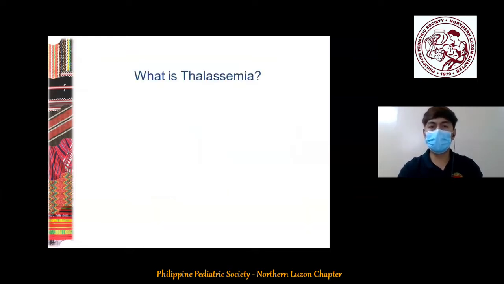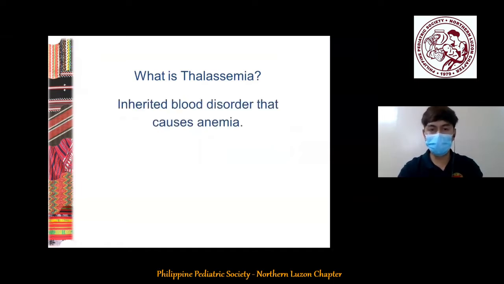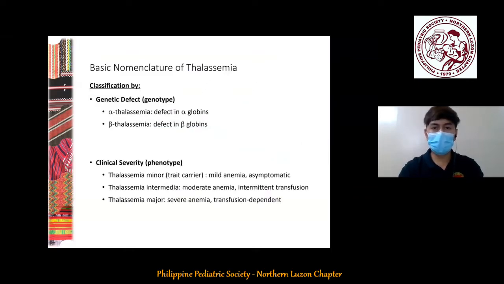What is thalassemia? It is an inherited blood disorder that causes anemia. We have the basic nomenclature of thalassemia. First classification is genetic, or genotype, and the second is clinical, the phenotype. For genetic, we have alpha thalassemia and beta thalassemia, wherein there is a defect in alpha and beta globins. And for the phenotype, we have thalassemia minor or the trait carrier.